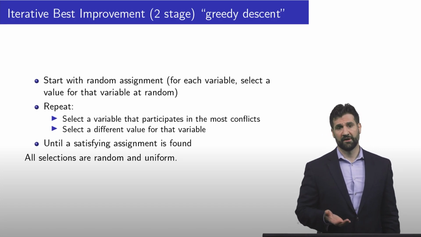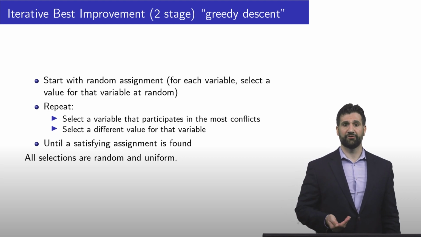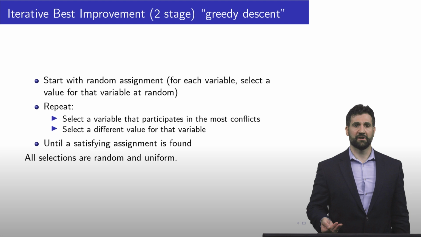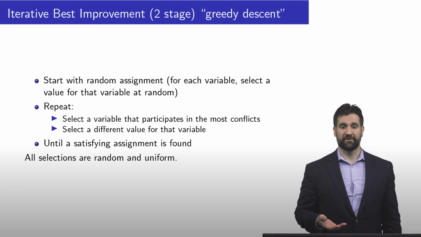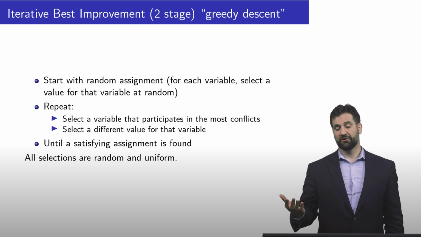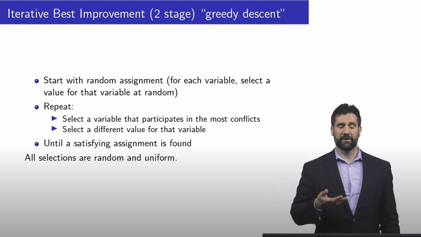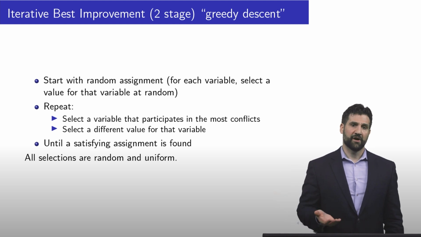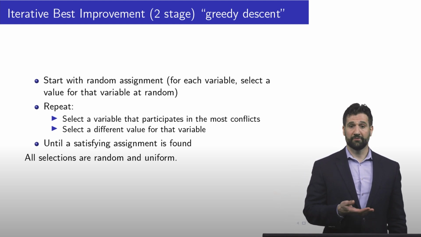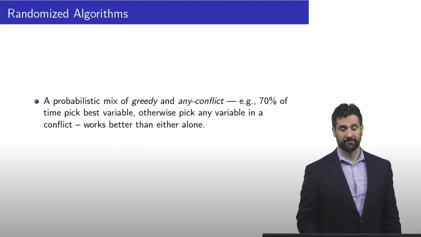You pick a random assignment of variables initially, and then you select the variable that participates in the most number of conflicts and change its value. We also looked at an alternative, where we could pick any variable at random, and it didn't necessarily have to be the one participating in the most number of conflicts.